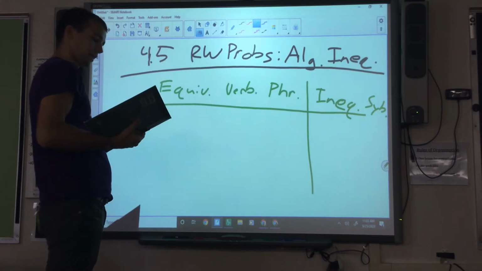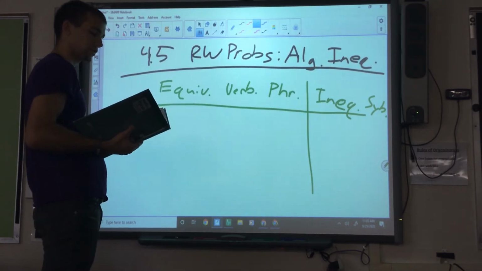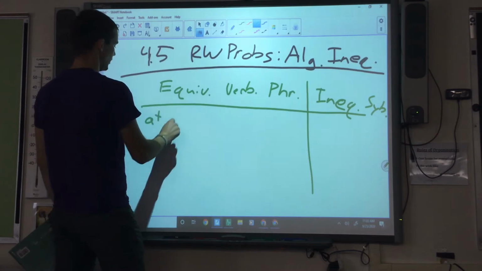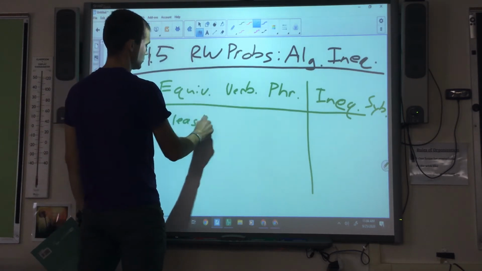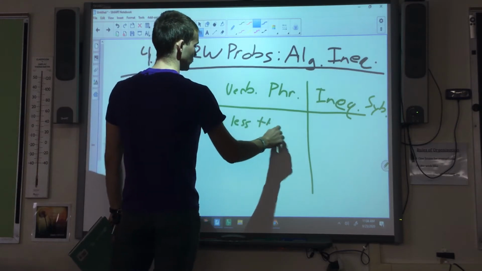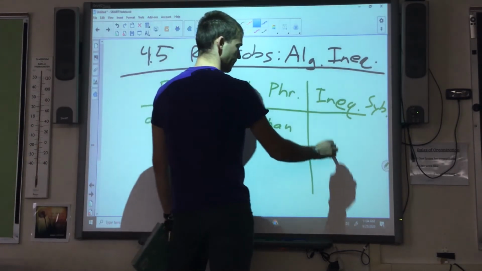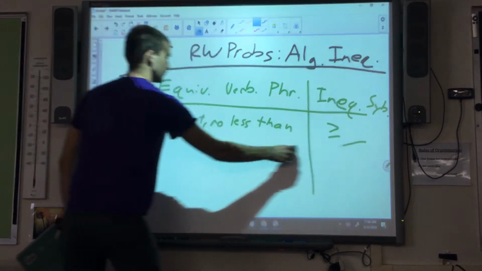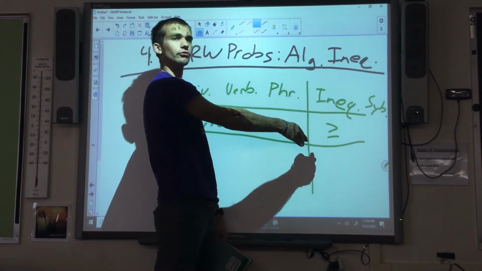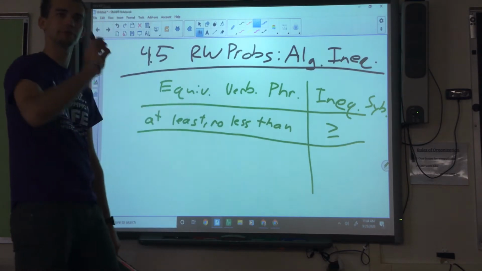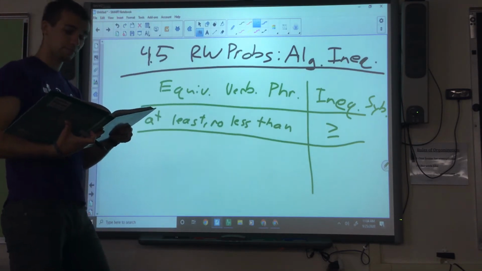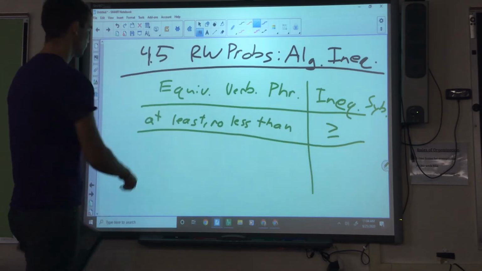So if you have at least, no less than, greater than or equal to. At least, no less than. I'm not going to write down the greater than or equal to because this literally means greater than or equal to. And if you can't understand that when it says it word for word, then I can't help you. At most, no more than.